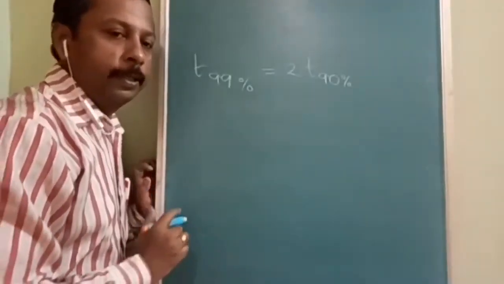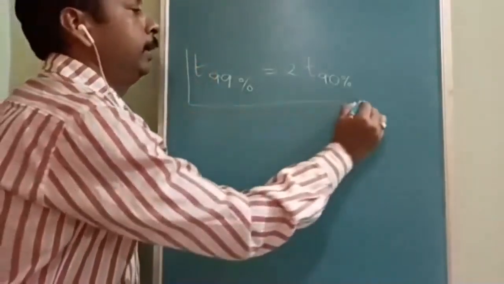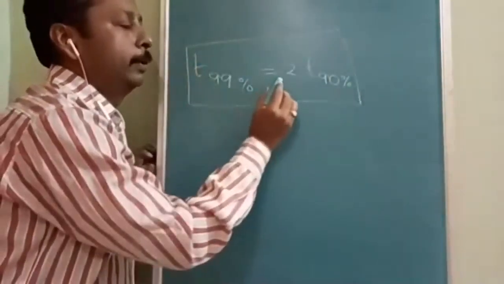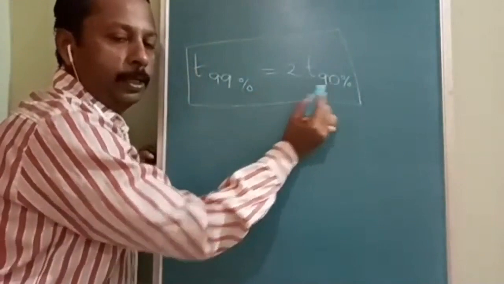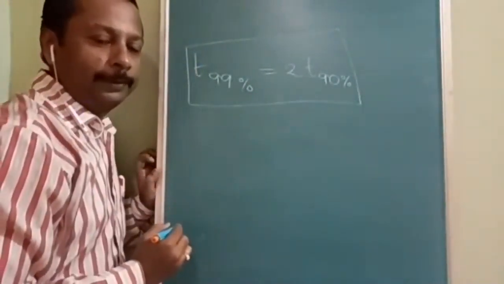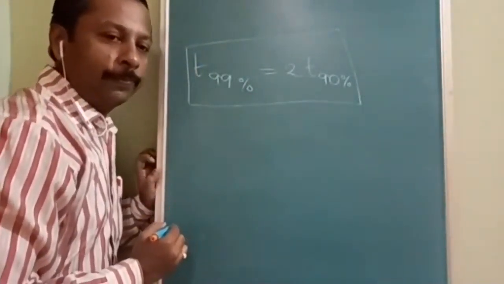Okay, next is another shortcut formula. T99.9% is equal to 2 into T90%. Okay, so are you ready for the derivation? Let's see.